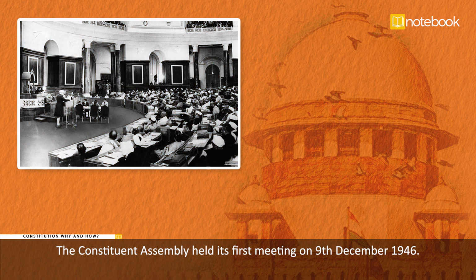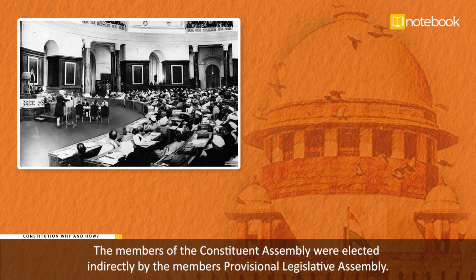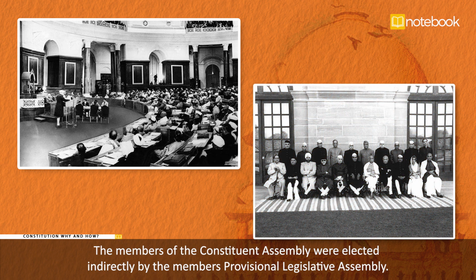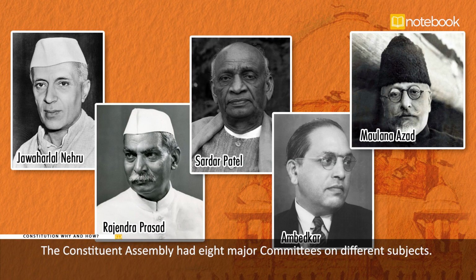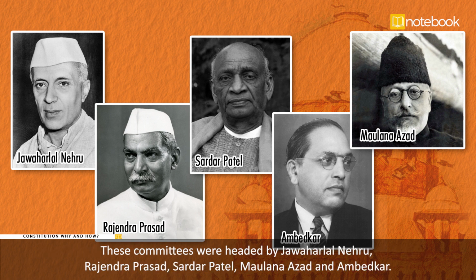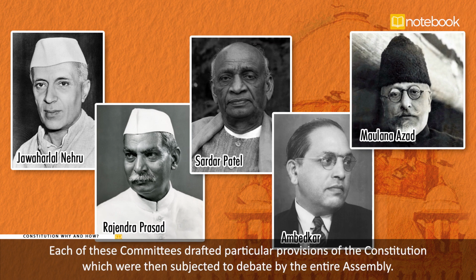The Constituent Assembly held its first meeting on 9th December 1946. The members of the Constituent Assembly were elected indirectly by the members of the Provisional Legislative Assembly. The Constituent Assembly had 8 major committees on different subjects. These committees were headed by Jawaharlal Nehru, Rajendra Prasad, Sardar Patel, Maulana Azad, and Ambedkar. Each of these committees drafted particular provisions of the Constitution, which were then subjected to debate by the entire Assembly.